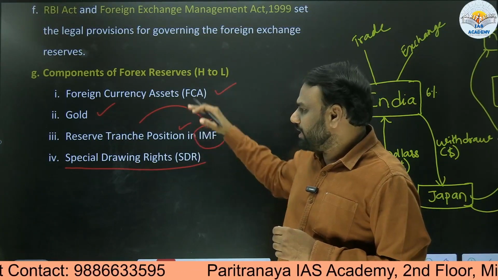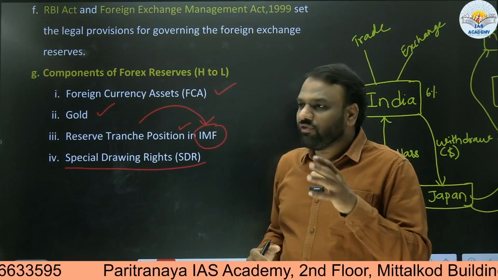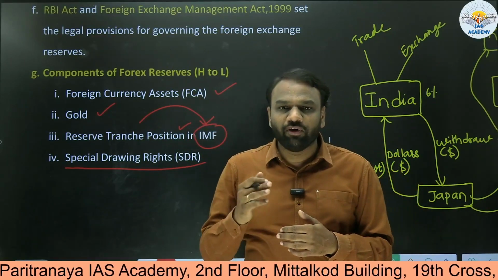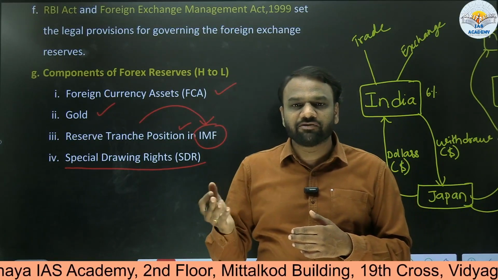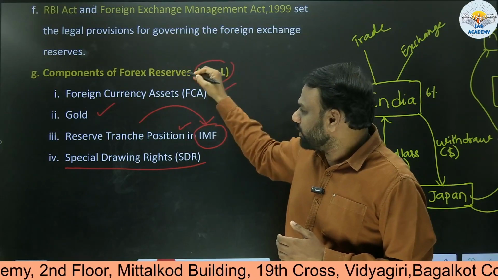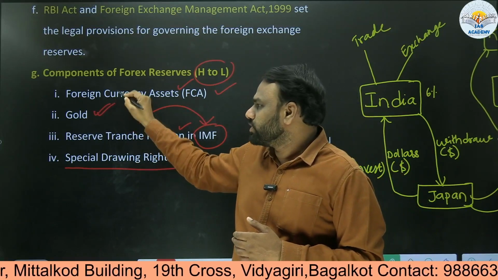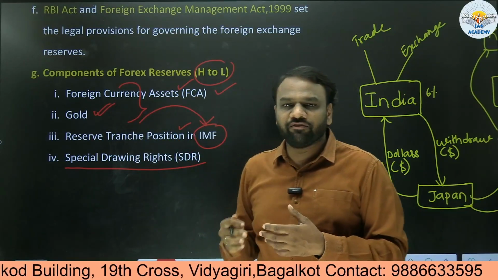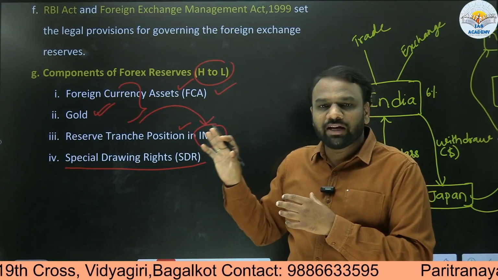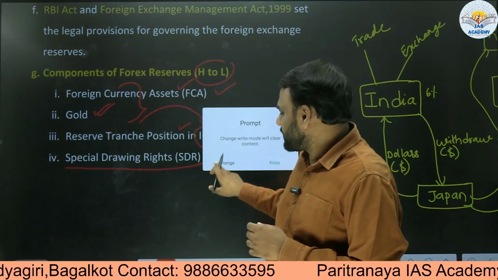Now sometimes they will ask you which among the following is a component of forex reserves. Some other time they may focus the question like this: they may give you the components, and ask which among the following components of forex reserves has the highest weightage or highest contribution. Already I have listed them from high to low. Among the four components, the highest is foreign currency assets, followed by gold. So even this information is important. In the upcoming year, if questions are framed in that fashion, the content we have will also help us address such questions. So these are the components of forex reserves.